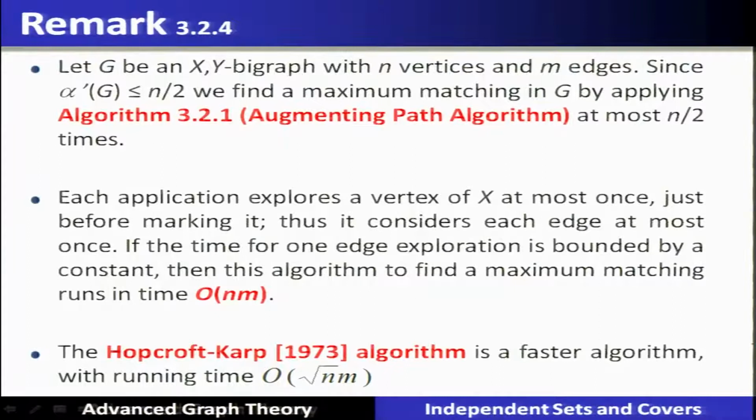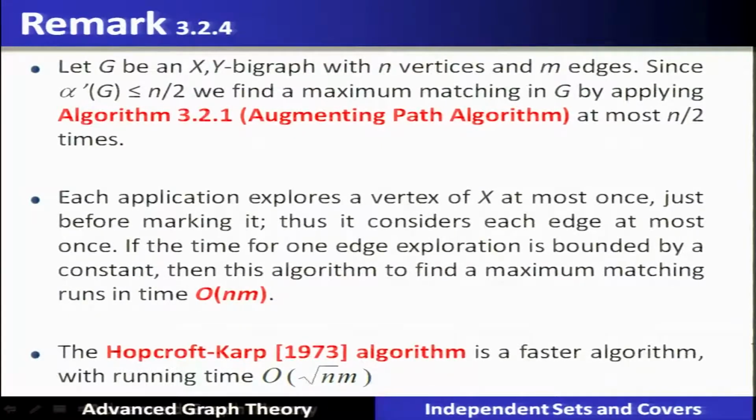So, here we have seen that a bigraph is given with n vertices and m edges. Since alpha prime of G, that is the maximum size of the matching, is always at most n by 2. Why? Because if it is a perfect matching, we have earlier seen that the size of the perfect matching will be n by 2 if n different vertices are there. So, we find a maximum matching in G by applying this augmenting path algorithm how many times? N by 2 times. So, each application explores a vertex of S at most once just before marking it, thus it considers each edge at most once.